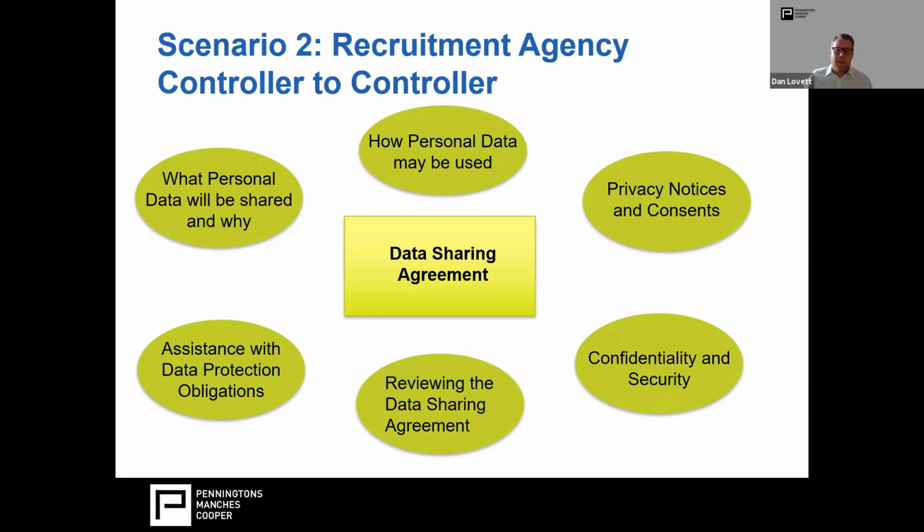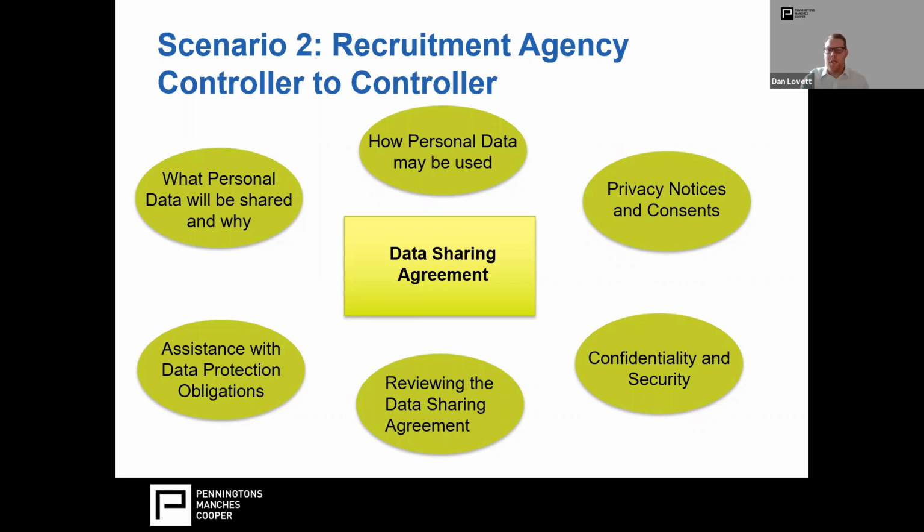The next thing to think about is assistance with data protection obligations. Do the parties need to help each other if there is a data protection impact assessment needed, or if a data breach happens, or if there's a rights request? Do the parties need to help each other out? For example, if consent is used as a lawful basis and the candidate contacts the recruiter to withdraw consent, how does that then impact the employer's processing of that data? And that needs to all be mapped out within the contract.